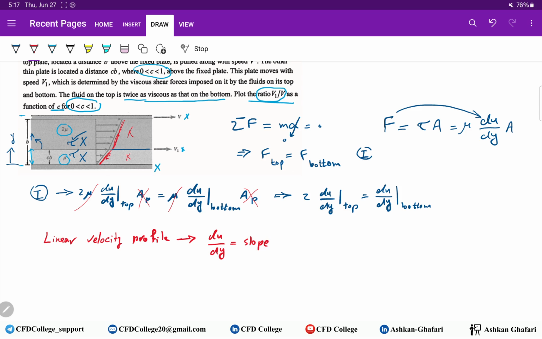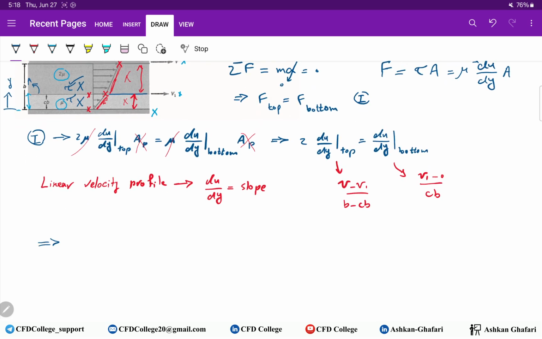So for the bottom, the slope of this line can be found as the difference of the velocity between these 2 points, V1 minus 0, over the thickness of the fluid, which is C times B. And for the top, the difference between these velocities, V minus V1, divided by the thickness, B minus C times B.